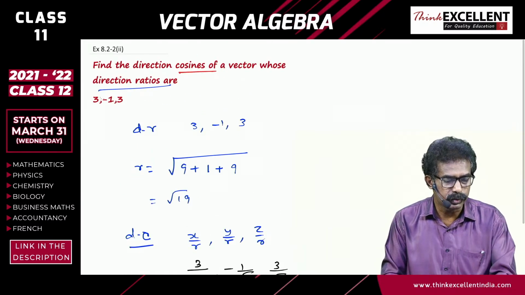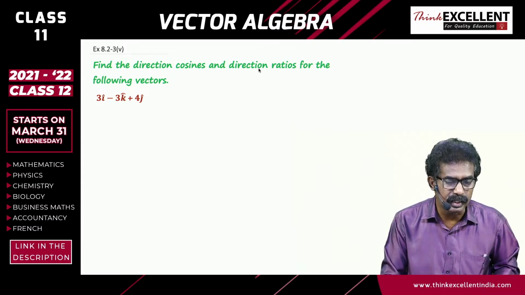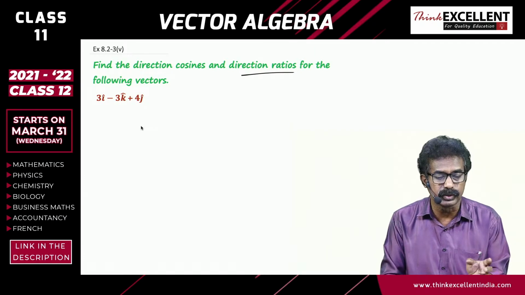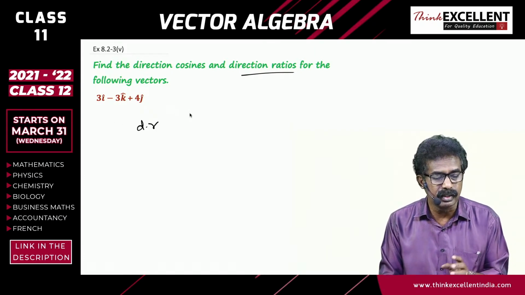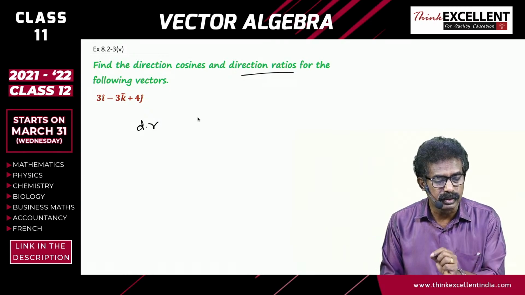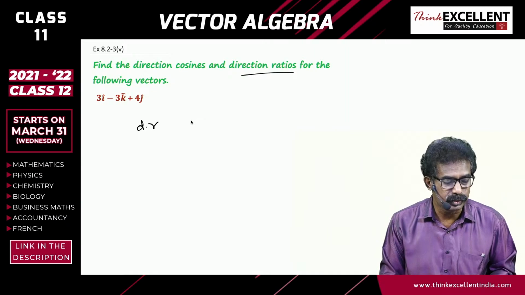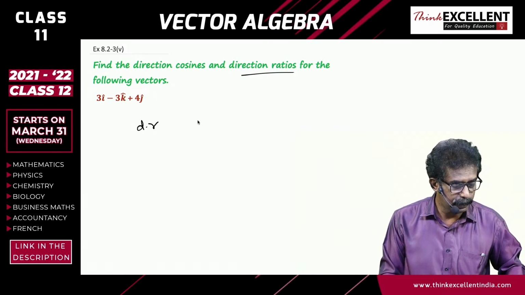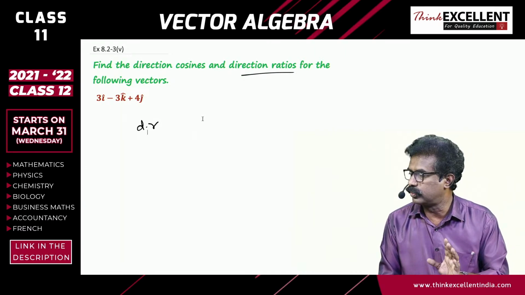Now look at the next question. Find the direction cosines and direction ratios of the vector. Very simple thing. First you can say the direction ratios. Can you give the direction ratios quickly in the chat section? One vector given, you just give the direction ratios alone. Okay. Direction ratios quickly, give the answer. Later you can find direction cosine. Only I want direction ratio.